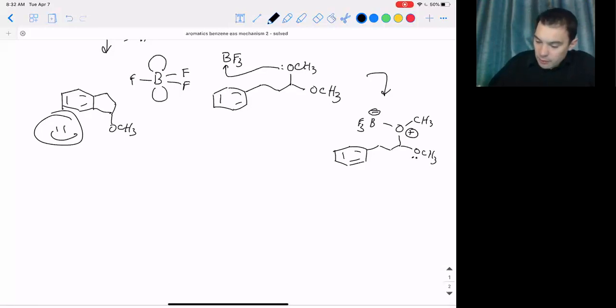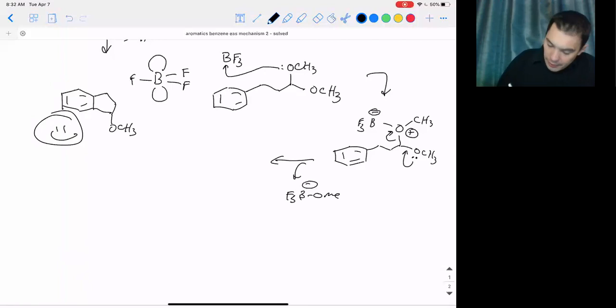In any event, what I'm going to do now is invoke a little bit more complex resonance, and I'm going to kick off that leaving group. And when I do that, I'm going to make my oxocarbenium ion directly. And now what we can do is engage that oxocarbenium ion with our nucleophilic arene and start the EAS mechanism.